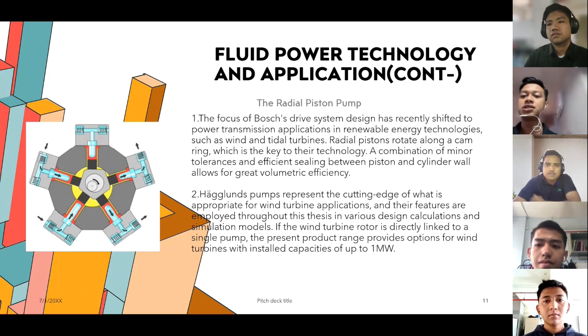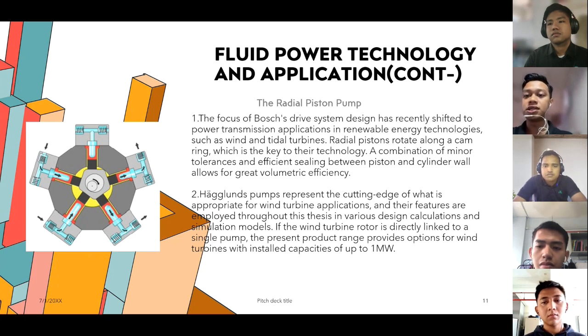The next pump is the radial piston pump. One of the companies that focuses on this pump is Bosch. Bosch drive system design has recently shifted to power transmission applications in renewable energy technologies such as wind and tidal turbines. Radial pistons rotate along a cam ring, which is the key to their technology. A combination of minor tolerance and efficient sealing between piston and cylinder wall allows for great volumetric efficiency.